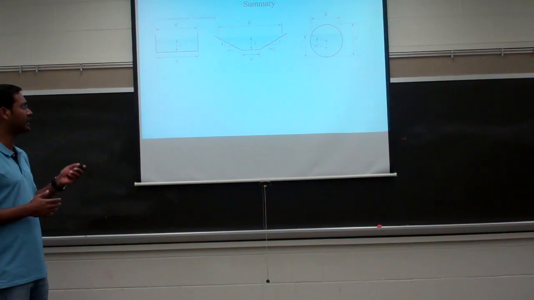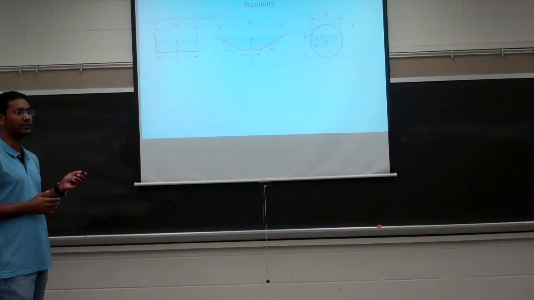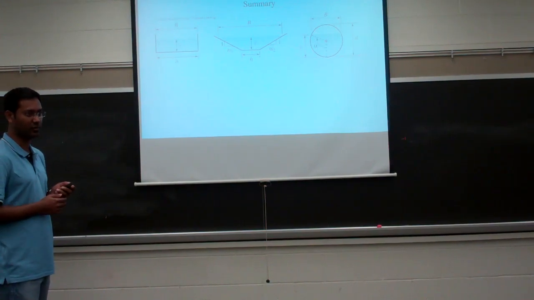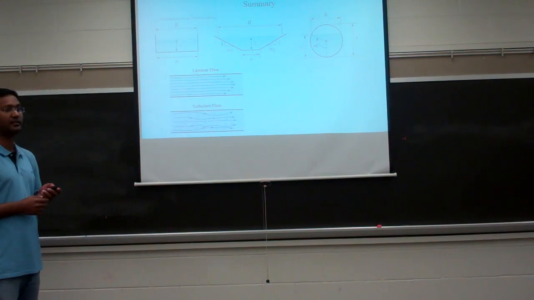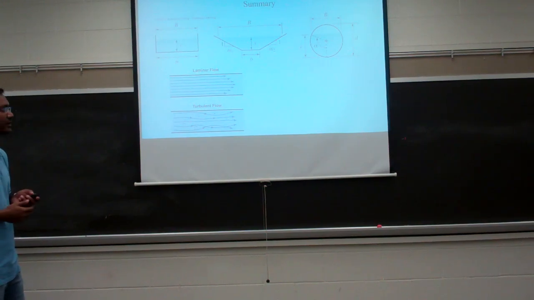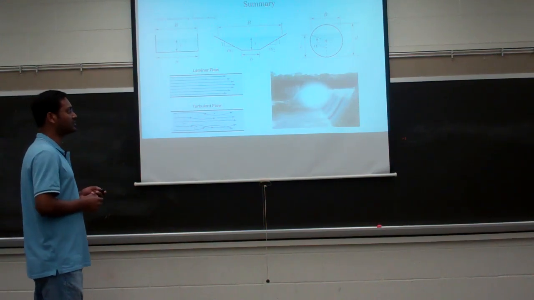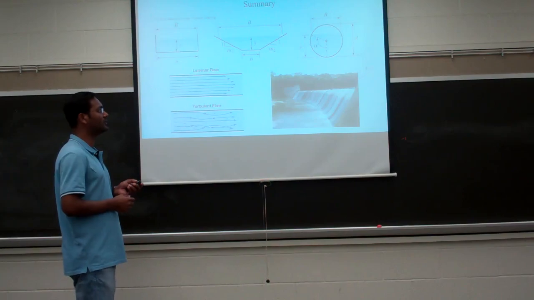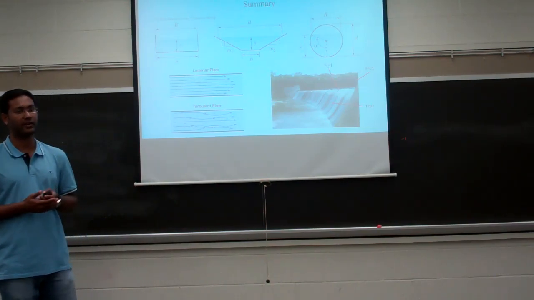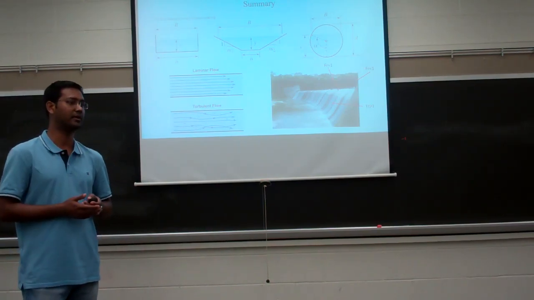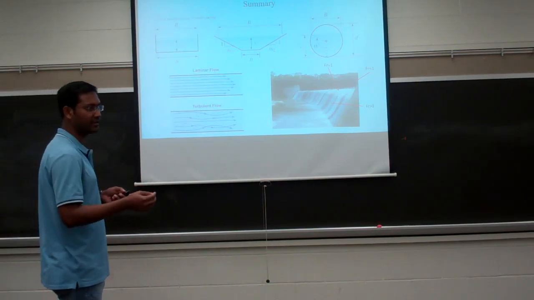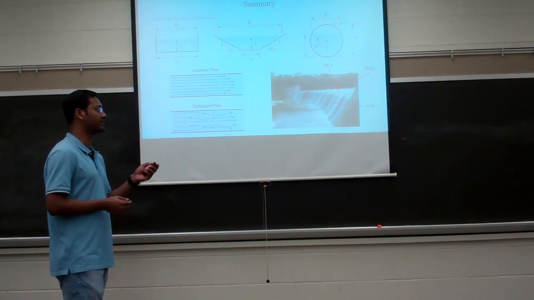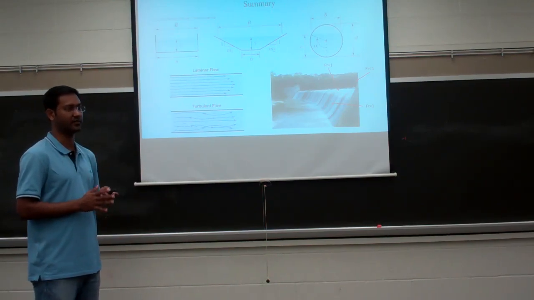It has top width, bottom width, hydraulic depth, hydraulic radius, and the depth of water. The flow state may be laminar or turbulent based on the Reynolds number, right? And also the channel flow may be critical, subcritical, or supercritical based on the Froude number. If the Froude number is greater than 1, the flow is supercritical. If it is 1, it is critical, and if it is less than 1, it will be subcritical flow.